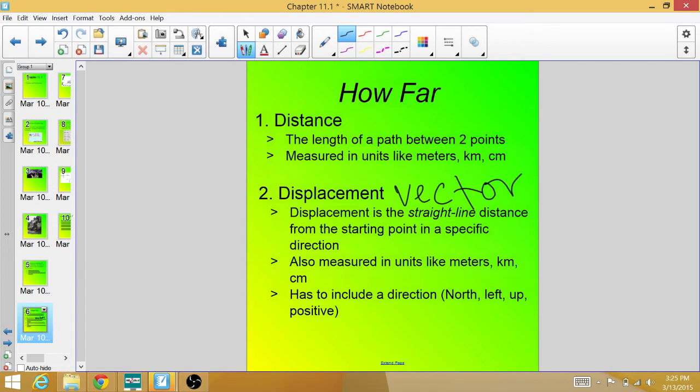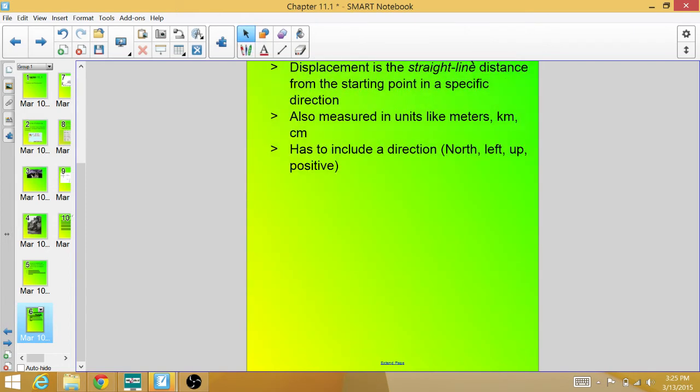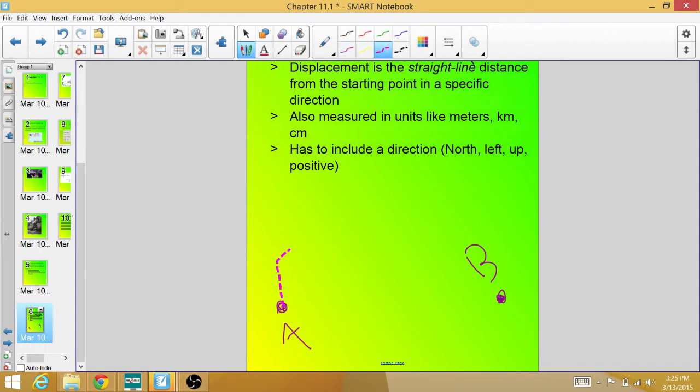So an example of the differences between distance and displacement is if I walk from point A to point B. Let's say I'm taking my little dog for a walk in the afternoon. We might walk down one street, over a couple blocks, down another street, and then over to point B.